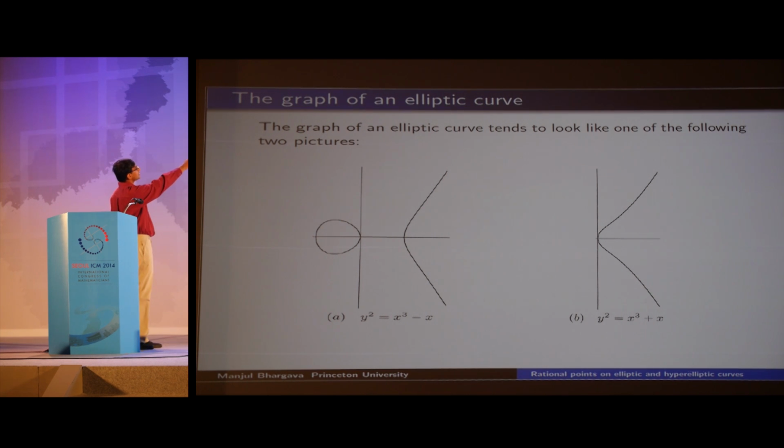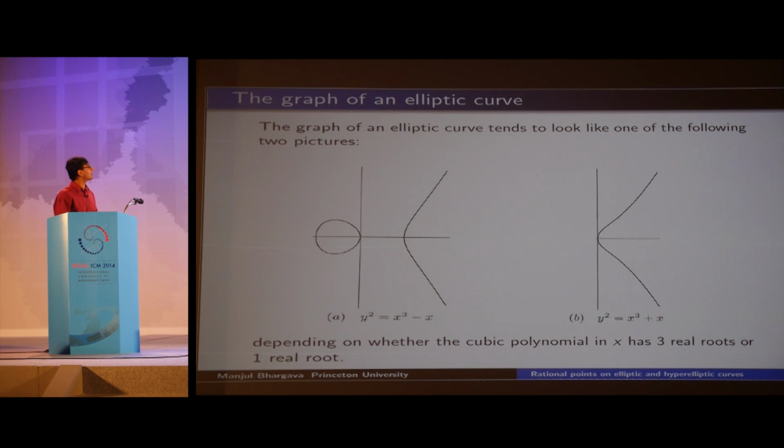As you can see, if you look at the intersection of these curves with the x-axis, the first one has 3 intersections corresponding to the 3 zeros of your cubic polynomial, while your second one has just 1 intersection with the x-axis corresponding to just the 1 real root of the cubic polynomial. Okay, so that's what an elliptic curve tends to look like if you graph it in R2.